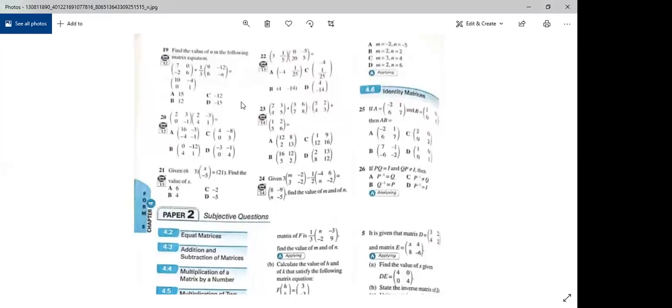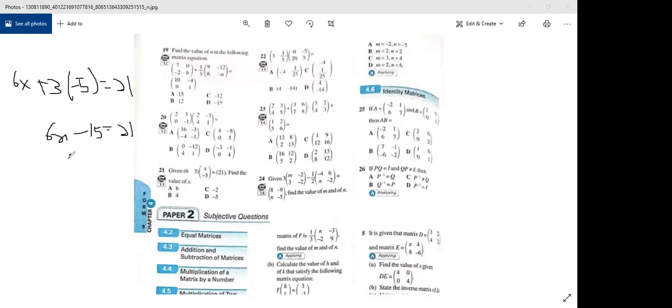Okay, so we solve question 21. SPM 2013. Okay, the easy question. You can see given 6 3 and x negative 5 is equal to 21. So find the value of x. So this is 1 times 2 and 2 times 1. So the end product will be 1 times 1. As you can see, only one number, 21. So you just multiply again: 6x plus negative 15 equals 21.